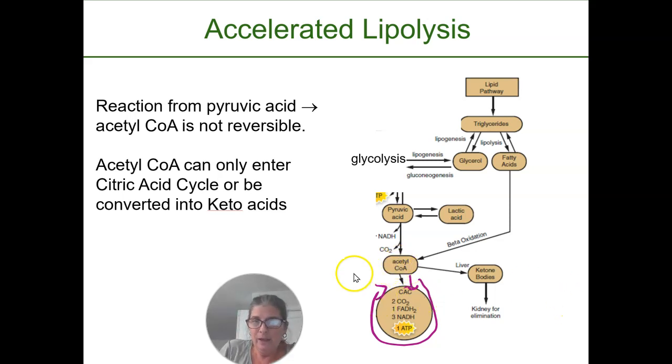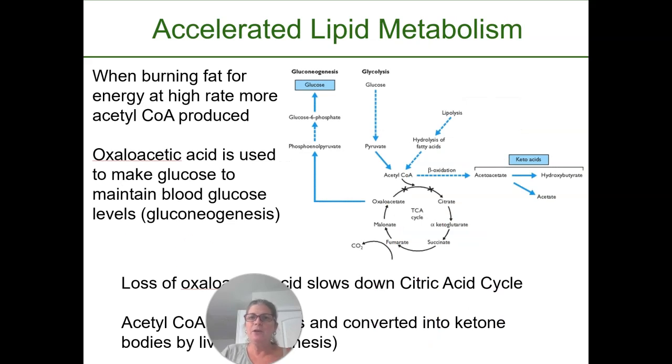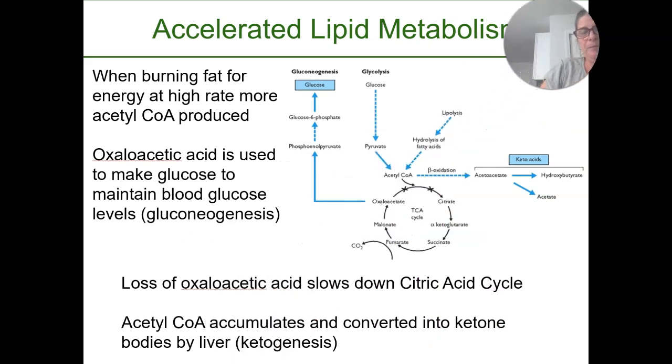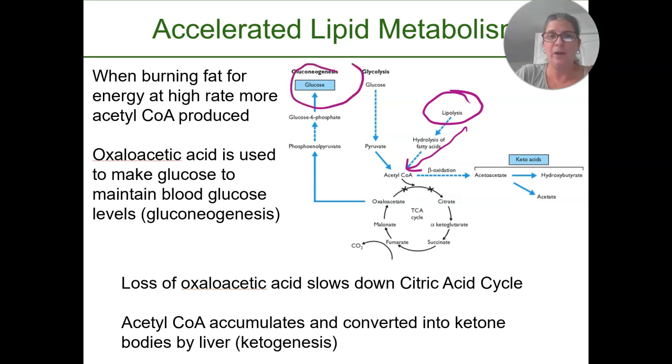Well, if you have a lot of acetyl-CoA and you can't get it all into the citric acid cycle, the only place it can go is the liver converts it into things called ketone bodies, because you can see that these reactions are irreversible. They don't go backwards. So if you're burning fat at a really high rate, you have this lipolysis happening, and we're forming a lot of acetyl-CoA. Well, you would be burning fat if you probably weren't eating a lot of carb, because remember, our body's going to actually want to burn glucose for energy.